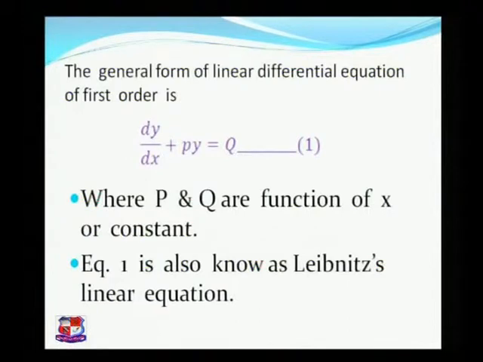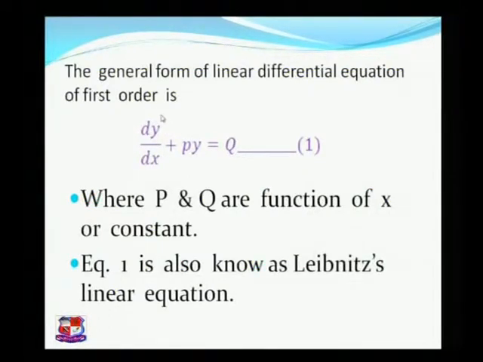The general form of the linear differential equation of first order, because we are discussing here the differential equation of first order, is dy by dx plus py is equal to q. Note that here the degree of y and dy by dx is 1, which is the first condition for any equation to be linear, that the dependent variable and its derivatives occur only in the first degree. Here y has degree 1 and dy by dx has degree 1.